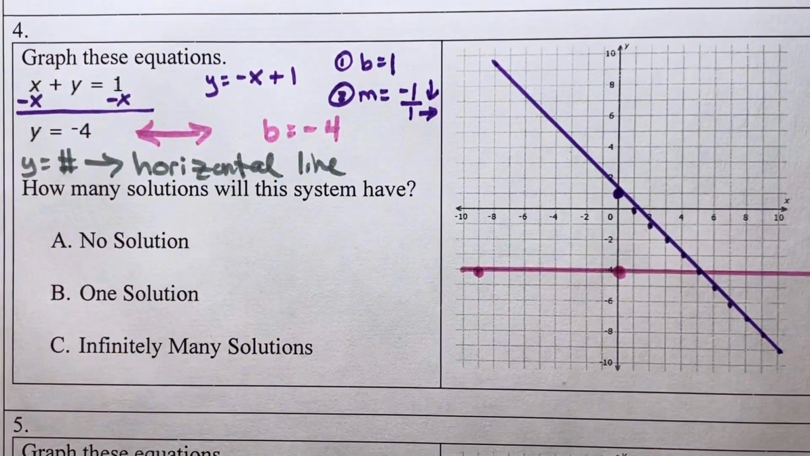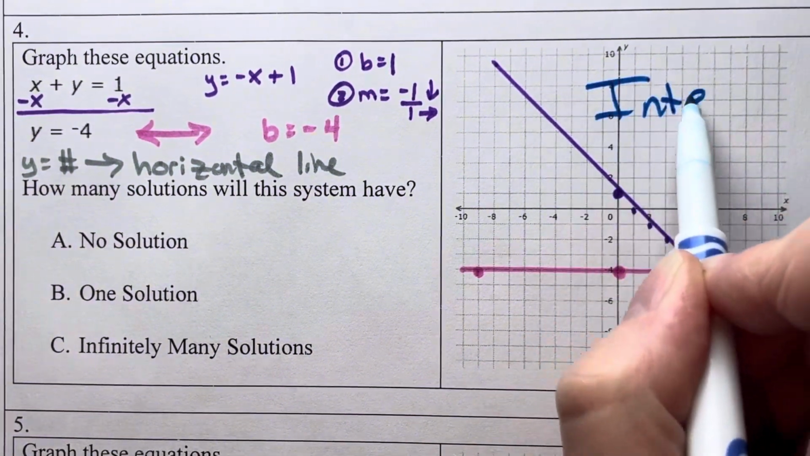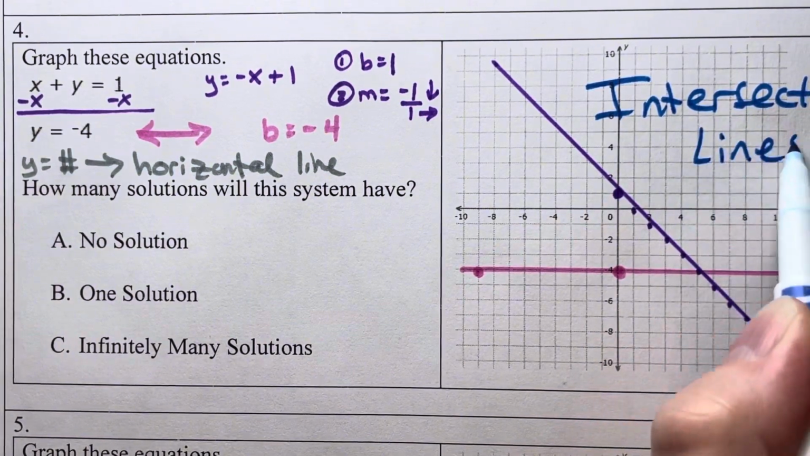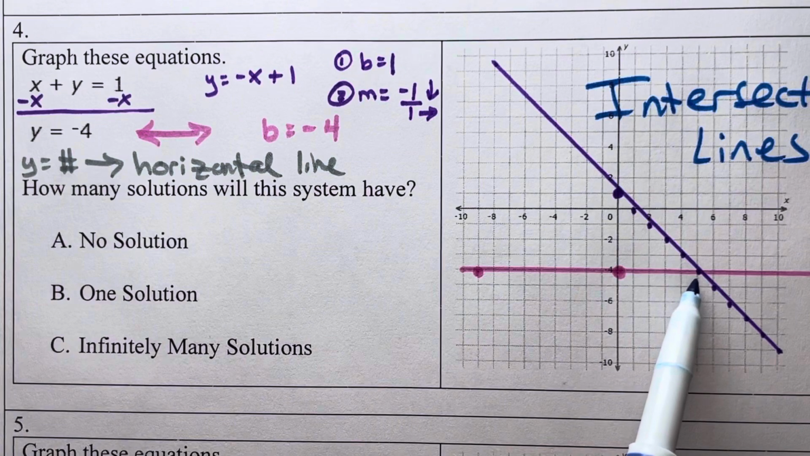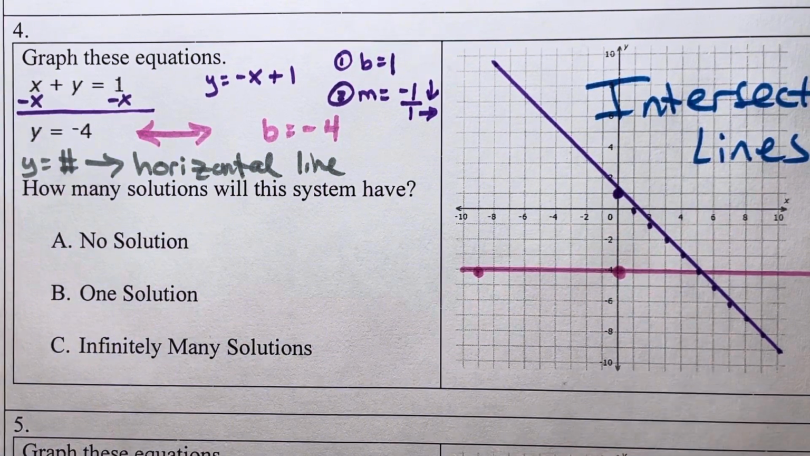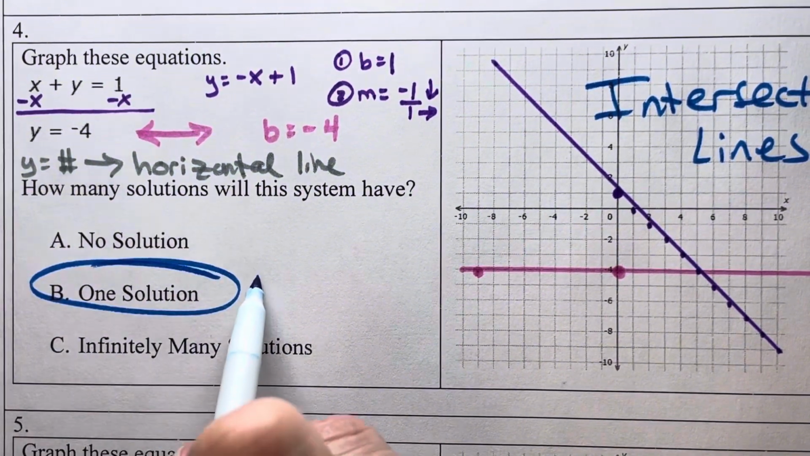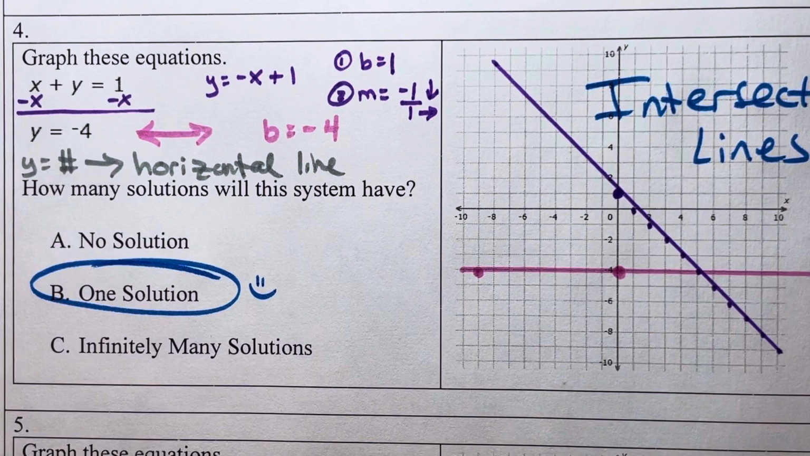Okay, so what do we see? I see 2 lines, and I see that they intersect. They intersect right there at that coordinate point, which means that since they cross in one location, we will have one solution. And there you go.